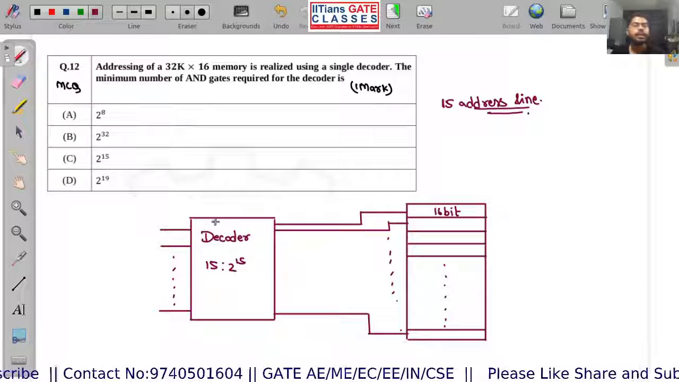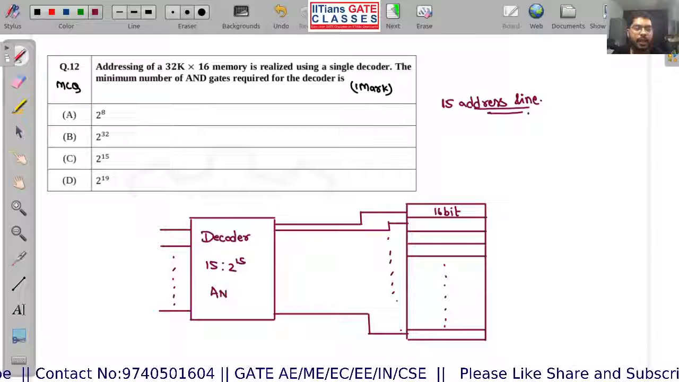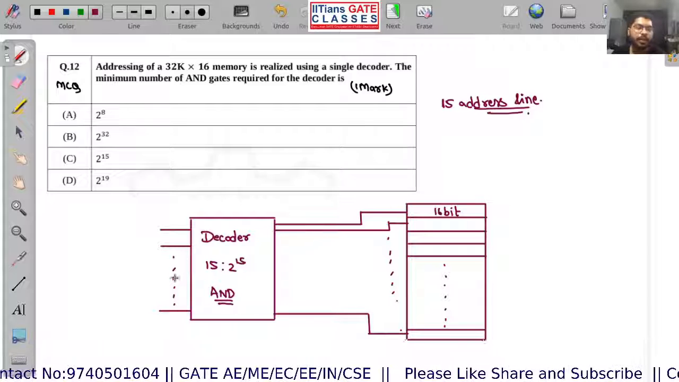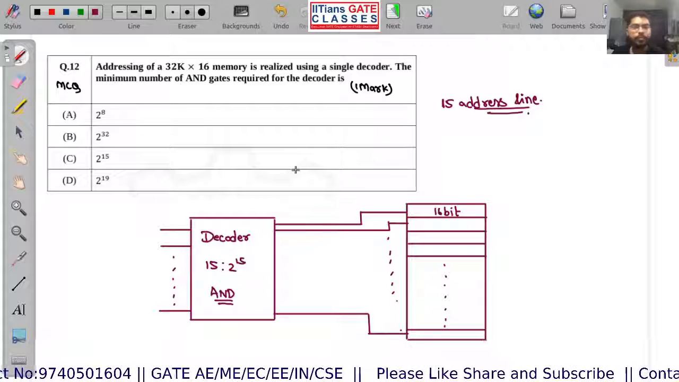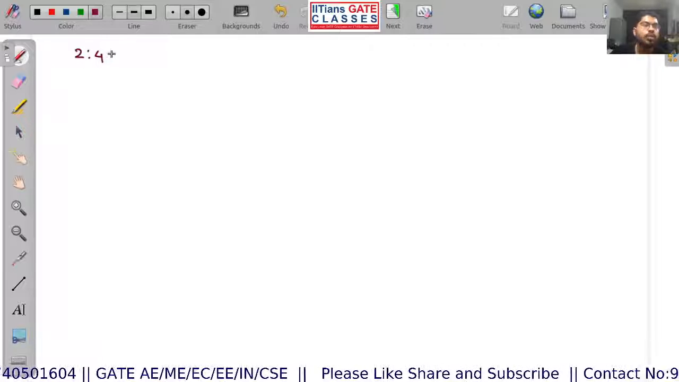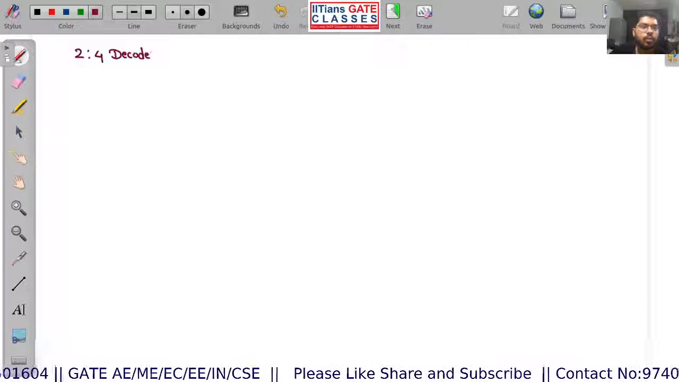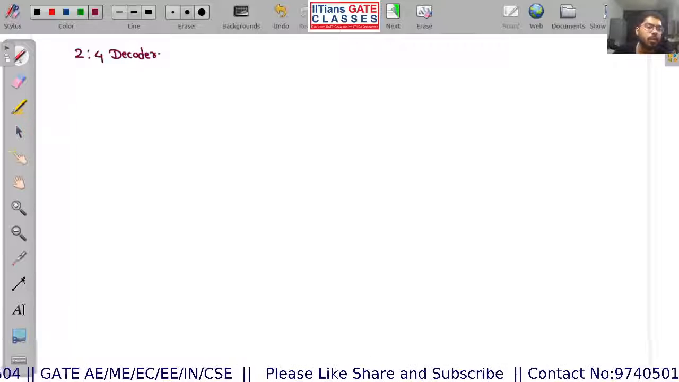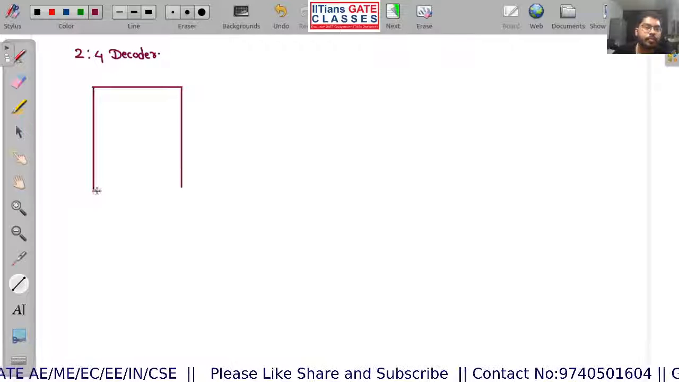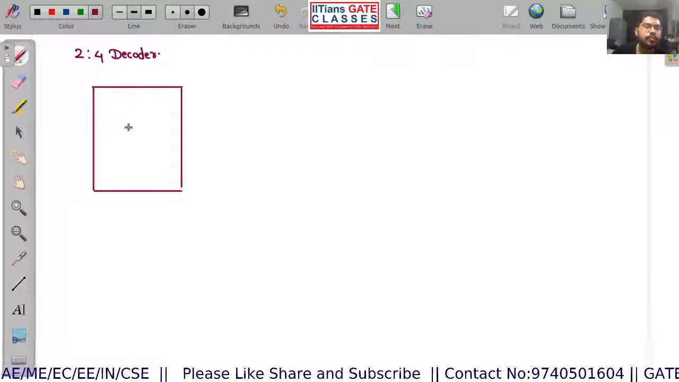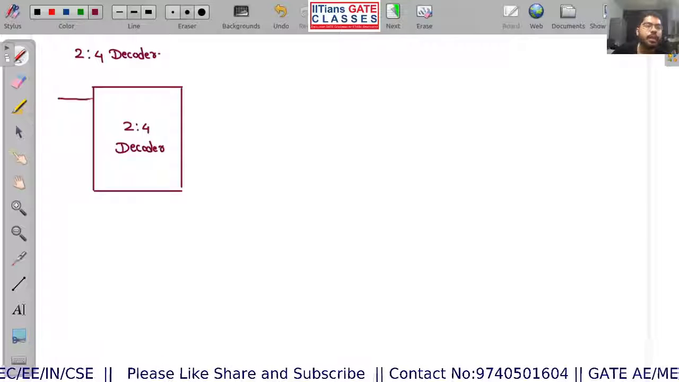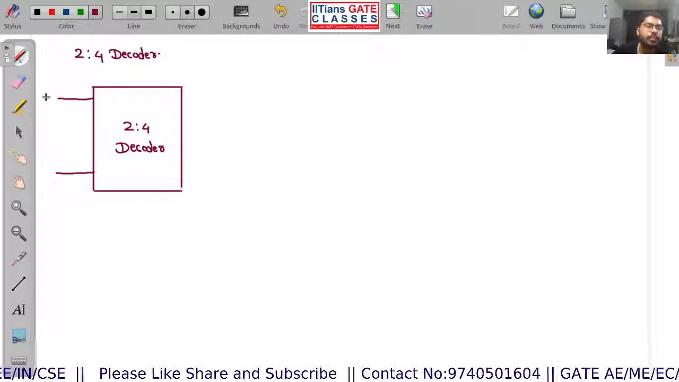So now they are asking how many AND gates are there in this decoder, or in this whole circuit. So how are you going to find? Very simple. I will show you first for a 2 cross 4 decoder. So basically how does a 2 cross 4 decoder look? We have 2 input lines.